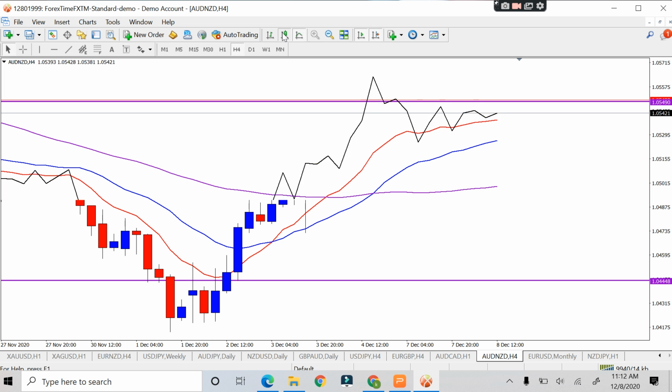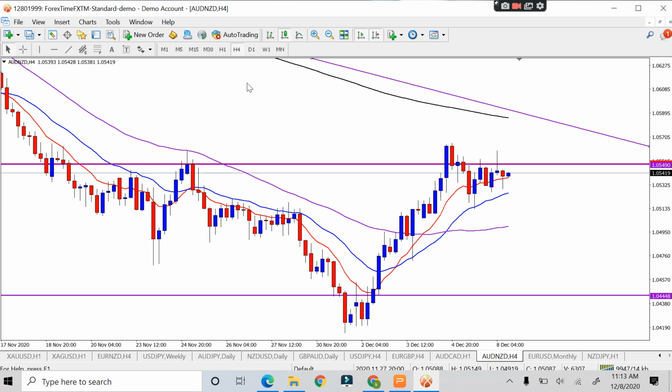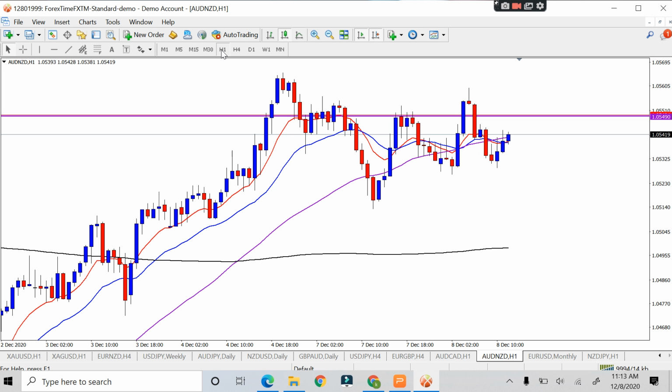So all I'll do is wait and see if I have a confirmation of my shorting trade, and I'll go for a sell for this market. Okay, so it's a sell for me.